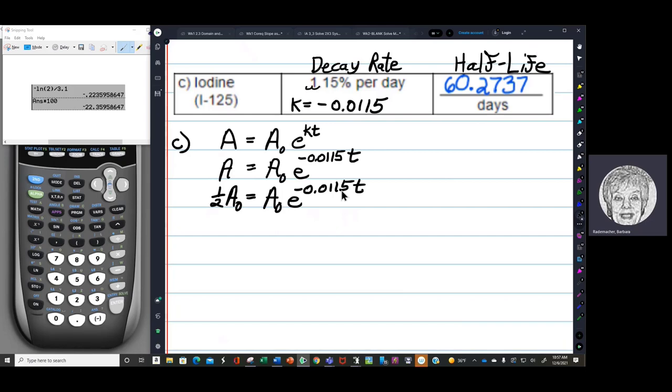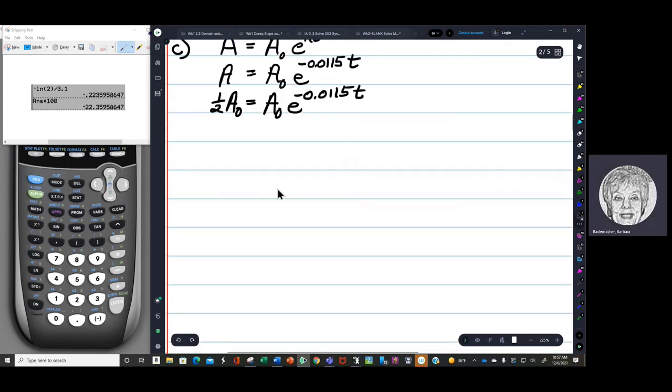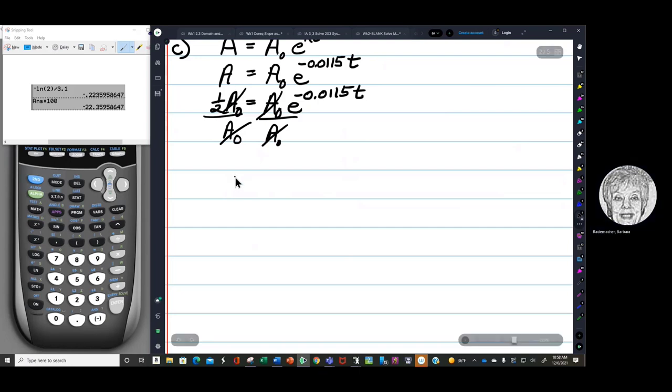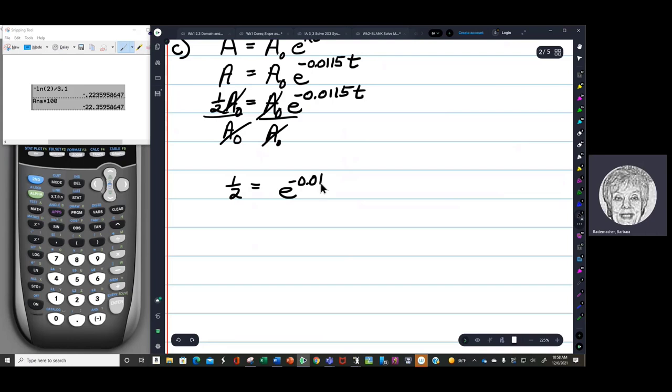All right, we're going to solve this for t. First, I divide the A naught out. And just the fact that I can do this means that this rate and the half-life are independent of the amount of mass I start with. 1/2 equals e to the negative 0.0115 t. T is up in the air. I'm going to have to bring it down to ground level by using logarithms. And since there's an e in this equation, I have to use the ln, because the ln of e is 1, which is terribly convenient.